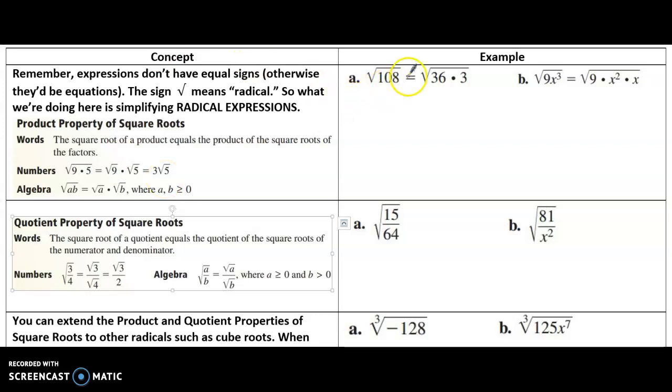So I've already set these up for you. Square root of 108 is equal to the square root of 36 times 3. Now, why in the world did I write 108 as 36 times 3? Because 36 is a perfect square. So this is really hard to write on, so I'm going to be really bad at it. But using the product property of square roots, I can break this square root into 2.